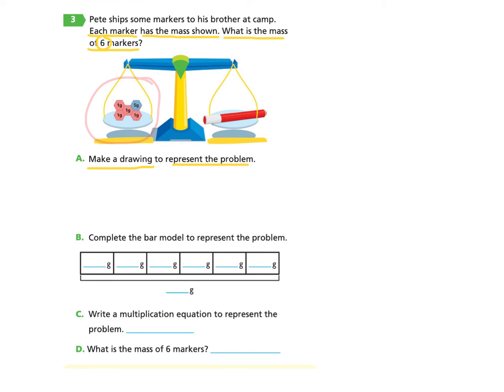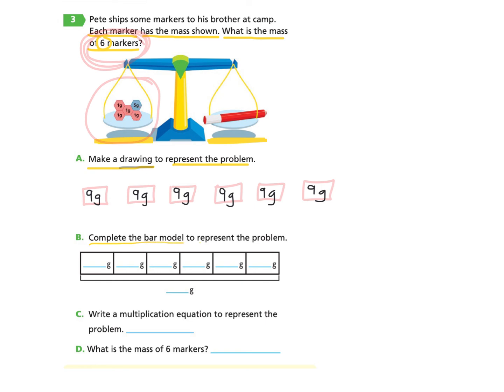So if I know that one marker is 9 grams, how many markers did Pete send to his brother? He sent 6 markers. So if you'd like to pause and try to draw something to represent the problem, you can do that and come back, or just follow along with me. I'm drawing 6 markers, and I'm going to write in the weight of each marker, and I know each marker is 9 grams.